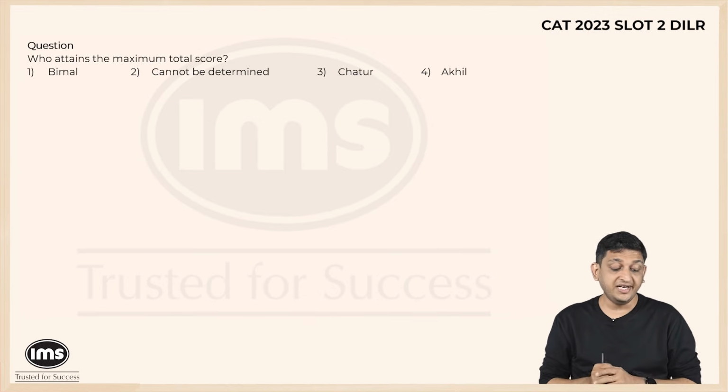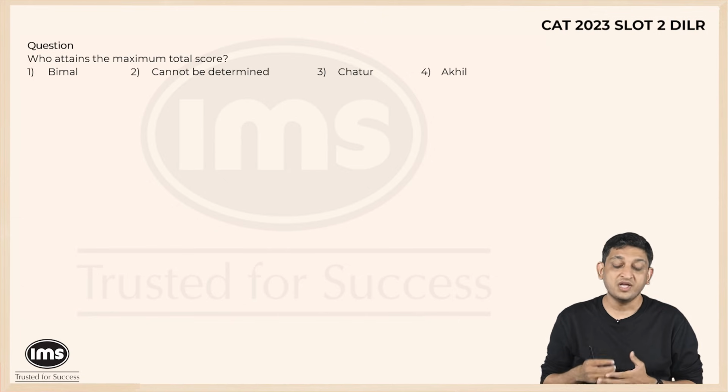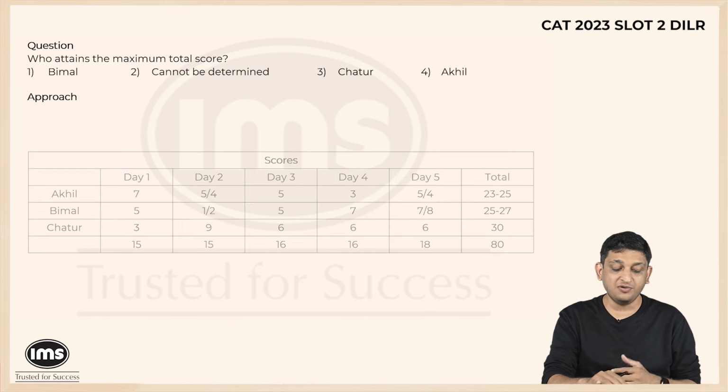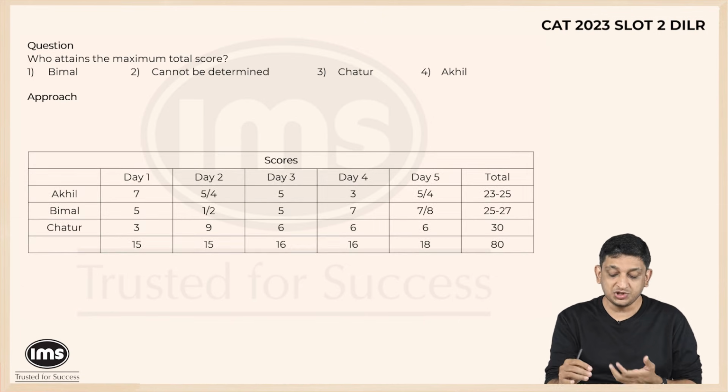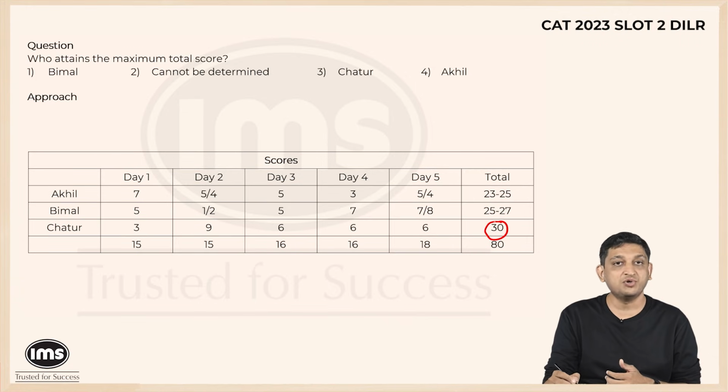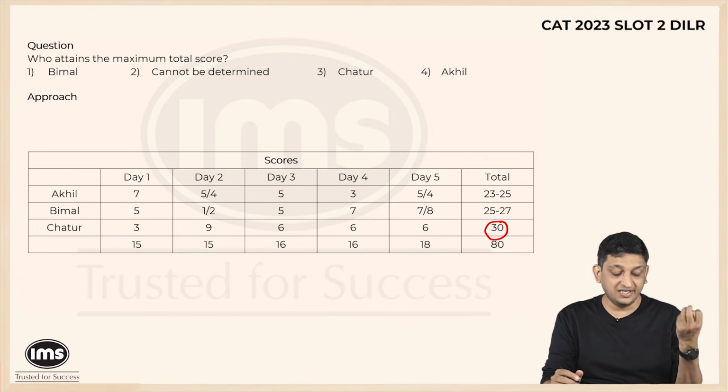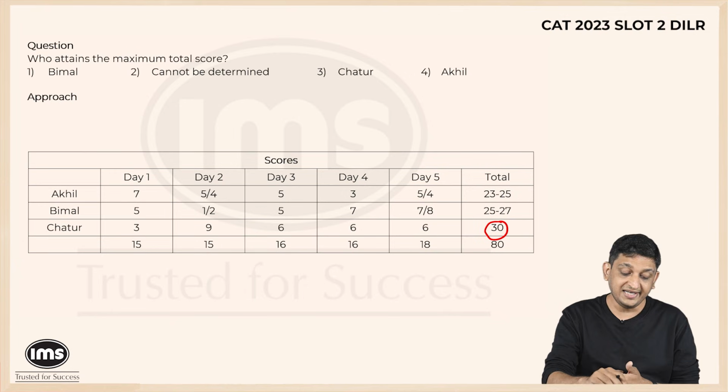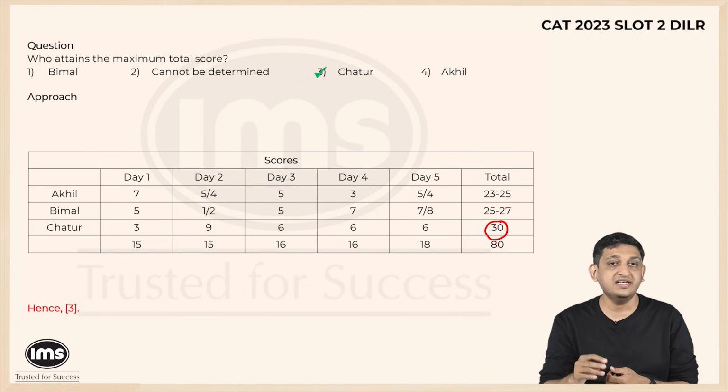In this question, we have to find who attains the maximum total score. We know as a matter of fact that irrespective of whatever Akhil and Bimal would have done, Chatur would have scored 30 marks in total, and that would have been much greater than what Akhil and Bimal would have scored, and that's why definitely we know that the correct answer here is option 3, that is Chatur.